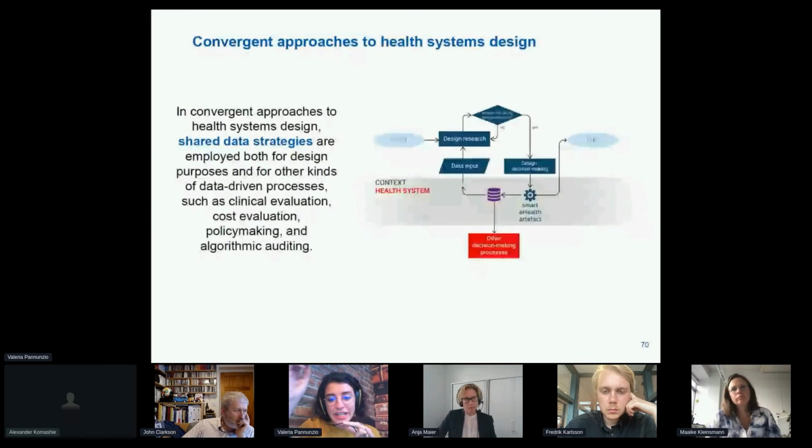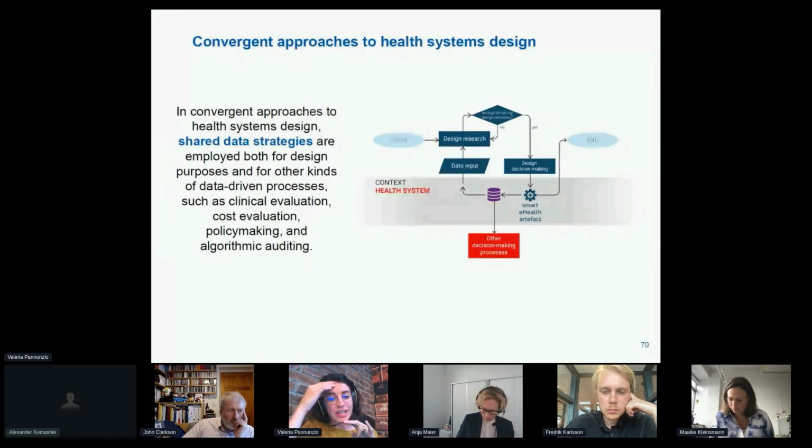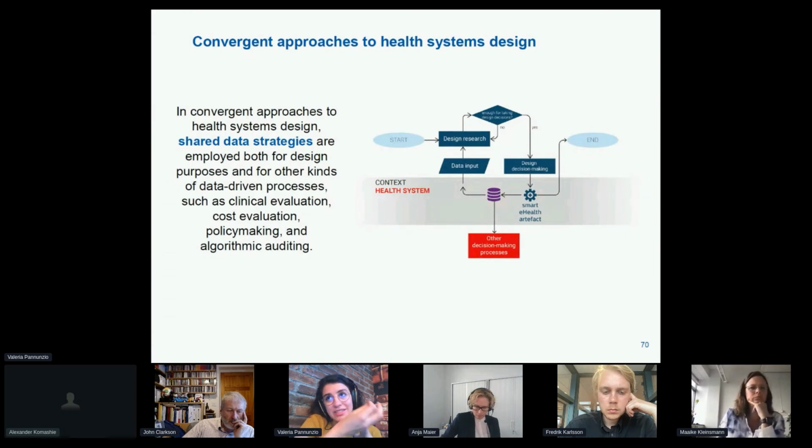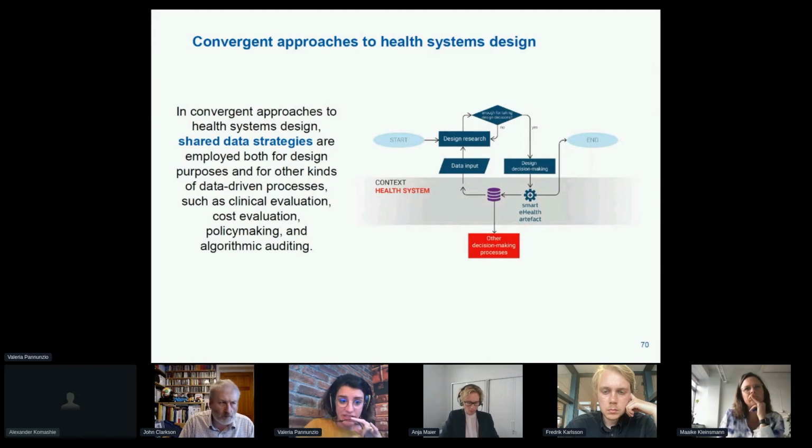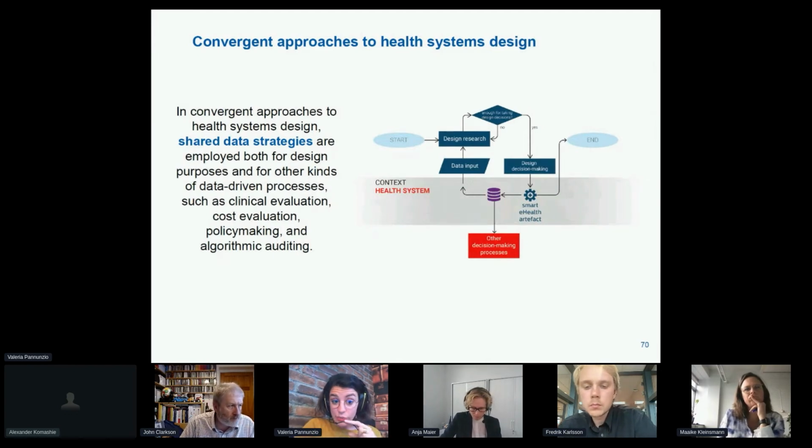I will just close by saying, in my research, and I don't, of course, suggest that this is the answer about how to reconcile these three aspects. But in my own research, one way in which I propose to go in this direction of this integration of different perspectives is what I call the convergent approaches to health systems design, which are particularly focusing on sharing data strategies between the data that is used for design processes and the data that is used for other kind of processes within healthcare innovation. And these other processes could be, for instance, of course, clinical evaluation or cost evaluation, and so on.